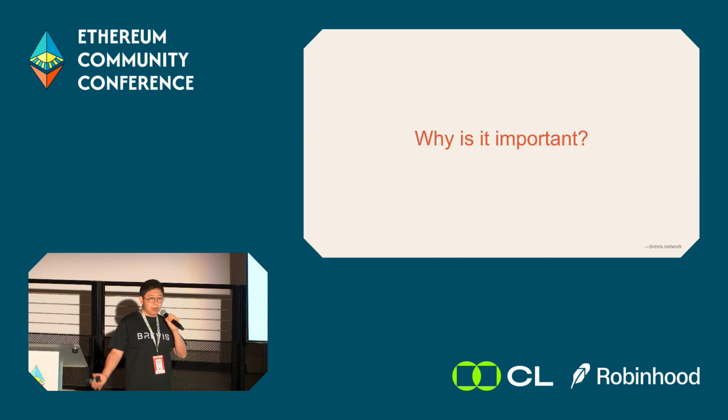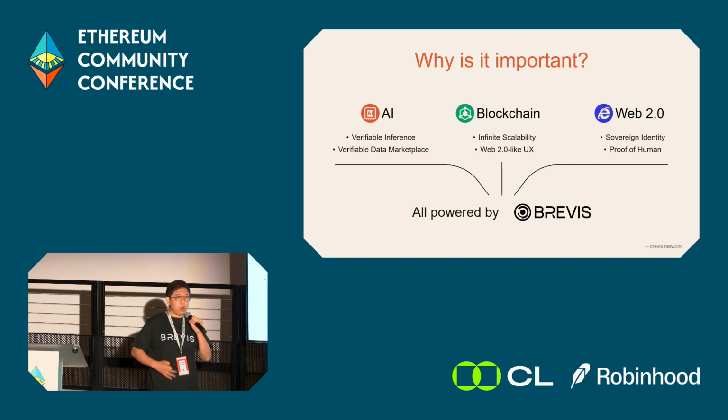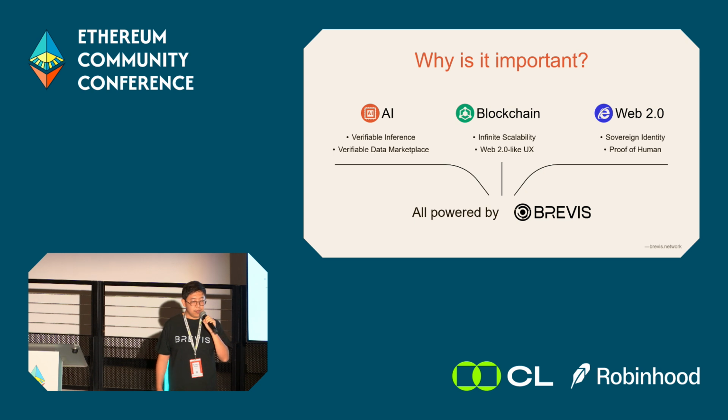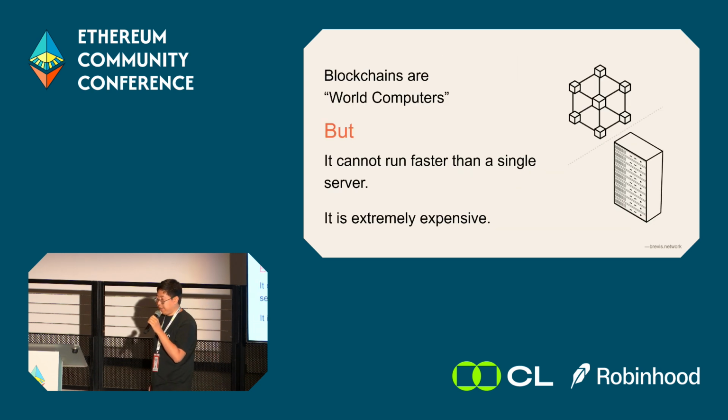Now, why am I talking about it, and why are we building Brevis as a platform that you can run arbitrary verifiable computing on top? Well, it is because it's quite important to power a lot of different computing paradigms and new use cases in blockchain, in AI, and even Web 2. So let's start with blockchain first.